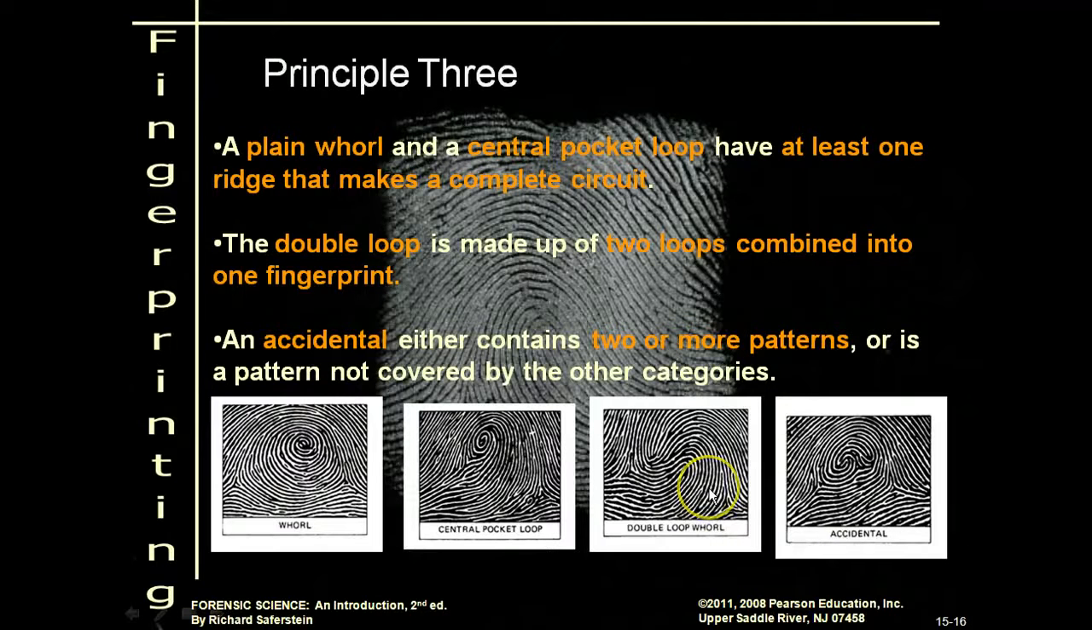A double loop is made up of two loops combined into one fingerprint. So if you have something that starts from the left-hand side, exits on the left-hand side, starts from the right-hand side, and exits on the right-hand side, you have two loops together. That's a double loop. That should be easy to figure out. And then an accidental one has two or more patterns, and it just kind of looks all mixed together. It's also called a mixed figure.